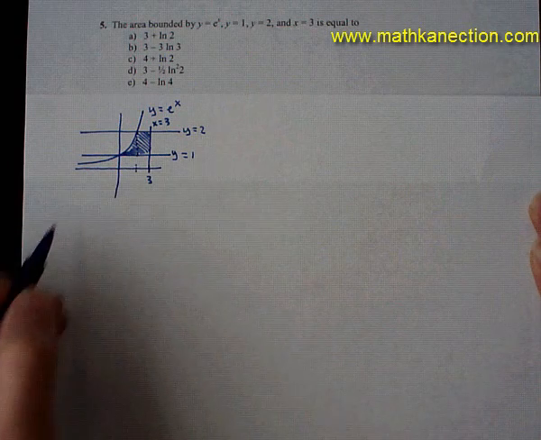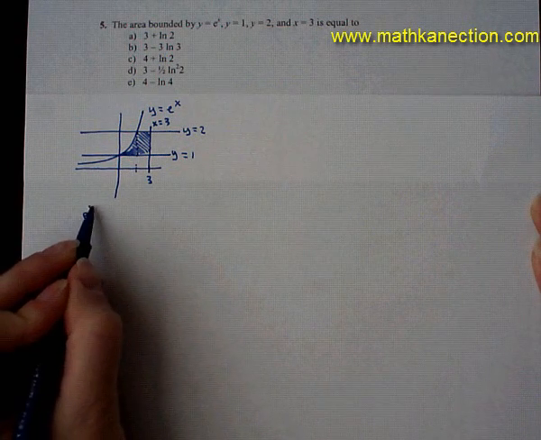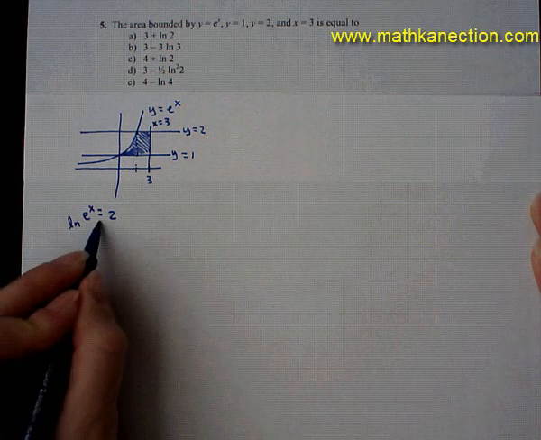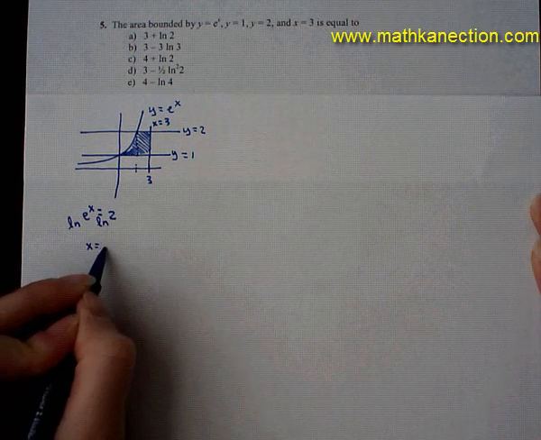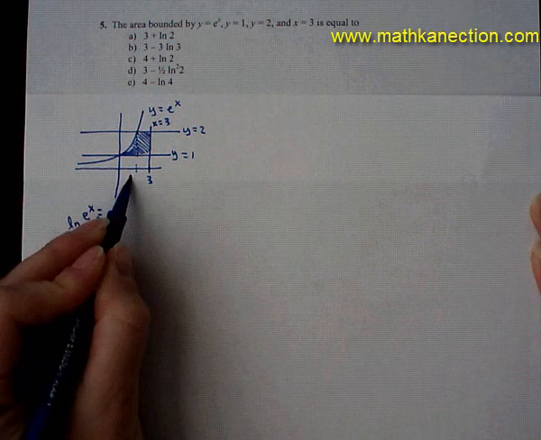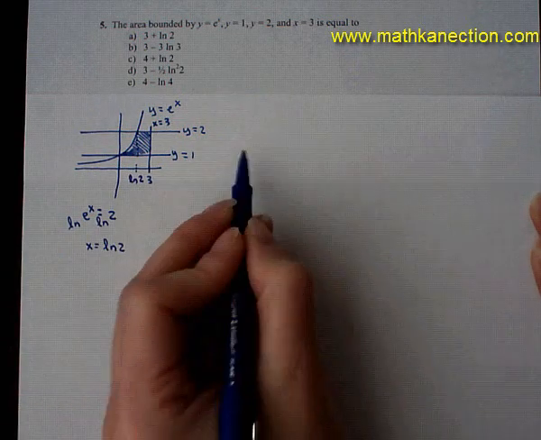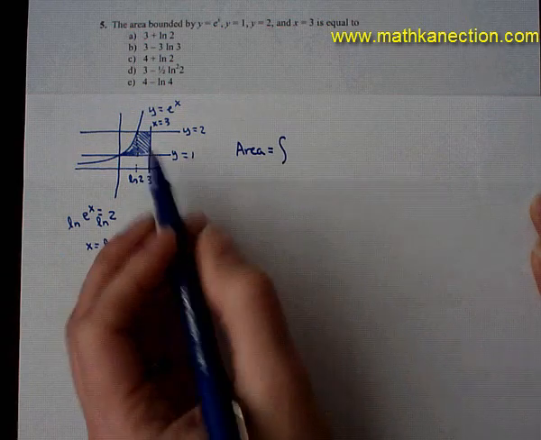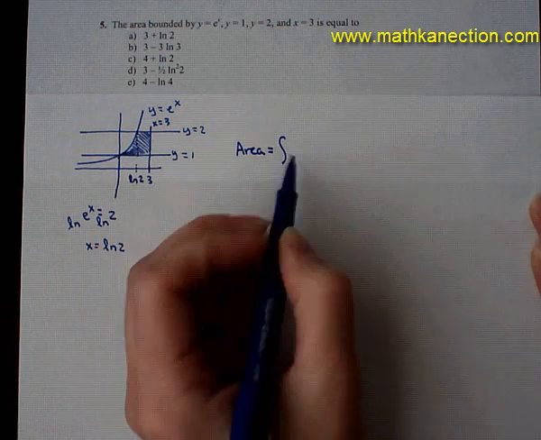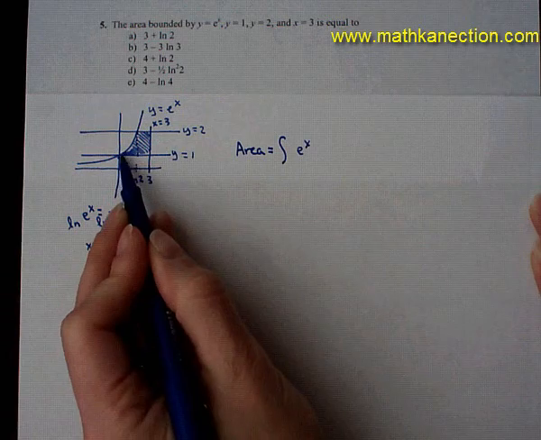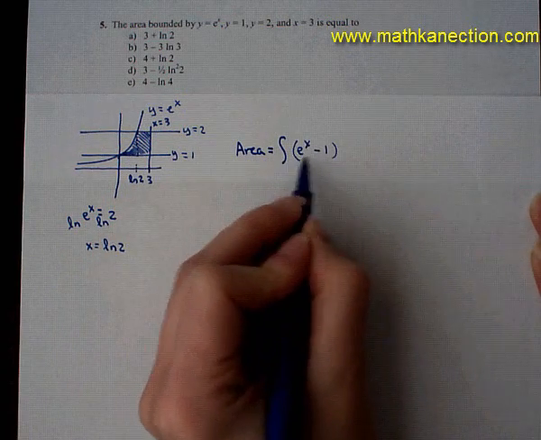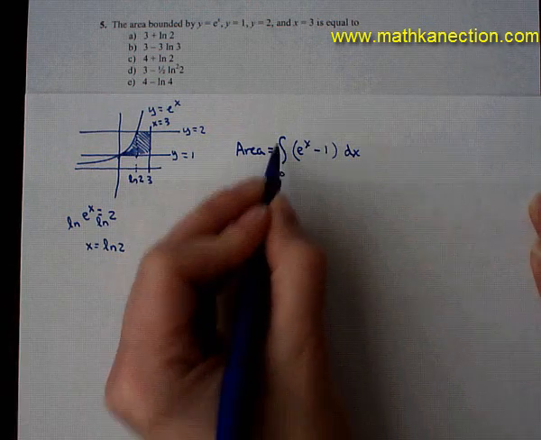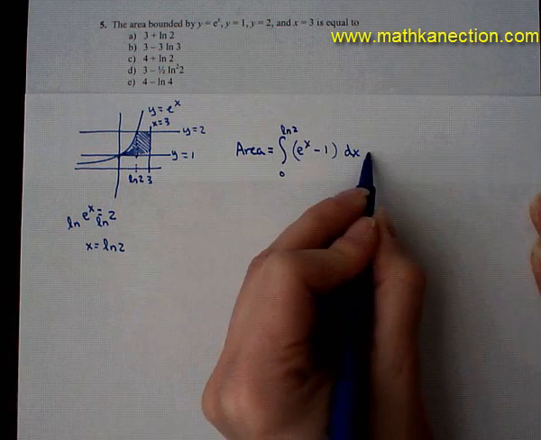We have a top function from 0 to wherever e to the x is equal to 2. So we'll set e to the x is equal to 2. Taking the natural log of both sides, we'll have x is equal to the natural log of 2. So from 0 to the natural log of 2, we'll have the area underneath the curve e to the x, and above y is equal to 1. So our area from 0 to the natural log of 2 will be e to the x minus 1 dx.